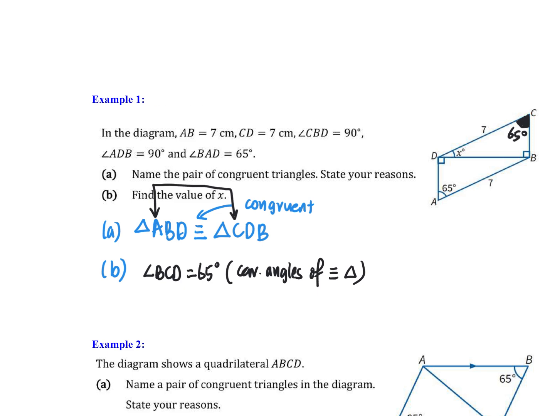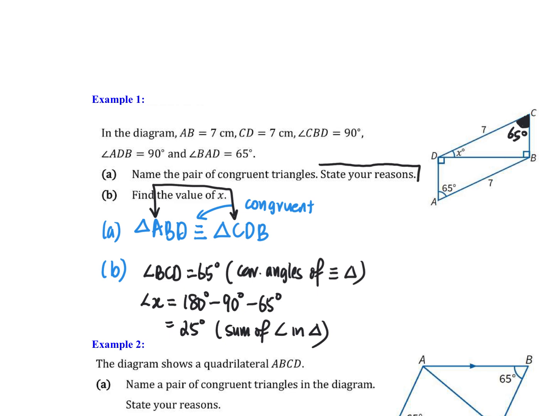Of course you can say, can I not write the reason? Can, but it's a good practice. Once you know that, finding angle X is easy, you just use 180, take away the 90, take away the 65. So sum of angles in a triangle. If the question never asks you to state your reasons, then you don't need to. But this one, do you realize they say state your reasons?